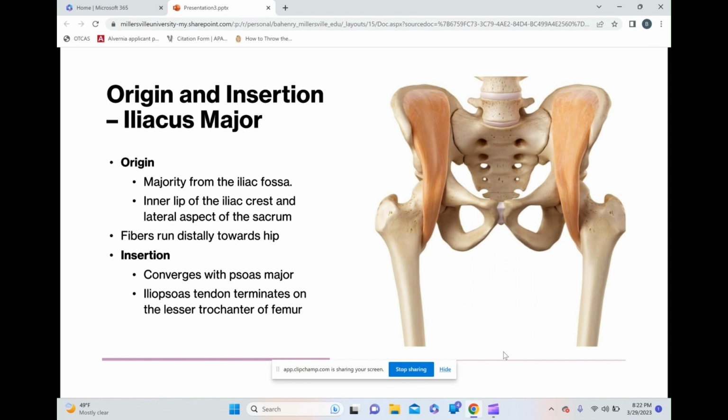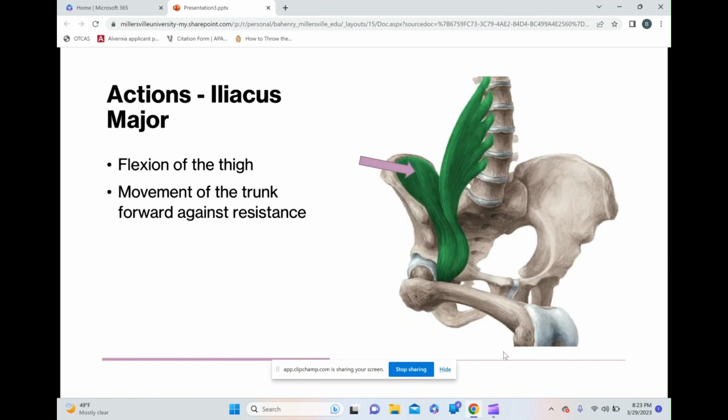It is important to note that the fibrous tissue runs downward towards the hip and combines with the psoas major to form the iliopsoas tendon, which inserts onto the lesser trochanter. The lesser trochanter is a round projection below the head of the femur.